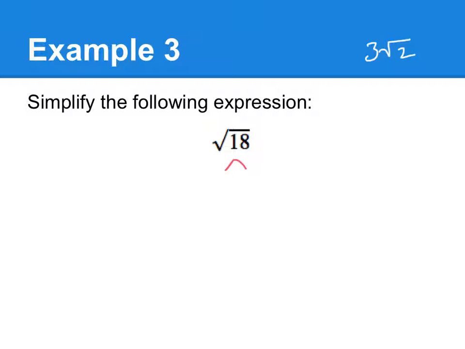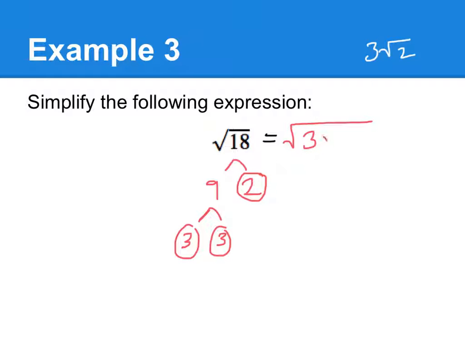What goes into 18? Start off with a little tree, 9 and 2. Can't simplify 2 anymore, so put a little circle around that. What goes into 9? 3 and 3. Circle around that. Circle around that. So we can rewrite square root of 18 as the square root of 3 times 3 times 2. All these numbers that are left by themselves, 2, 3, and 3, you rewrite them under the house.